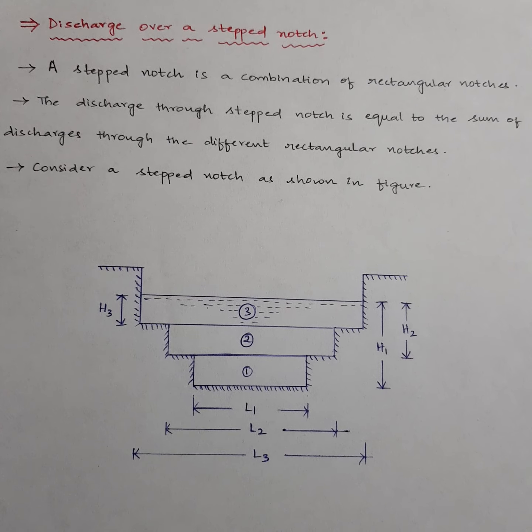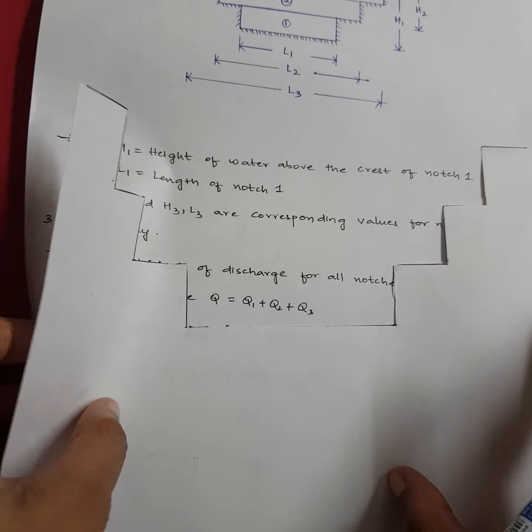The water level may be up to here or full, whatever. This diagram and this paper cutting resemble the same. This is how your stepped notch looks like. We will keep our stepped notch like this at one end of an open channel, and here will be our water flowing. Water will be flowing through the open channel to the stepped notch in this fashion.